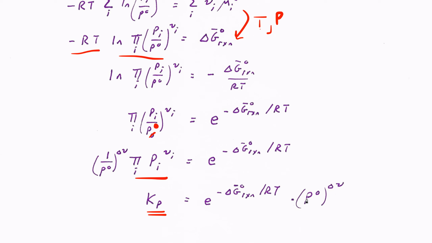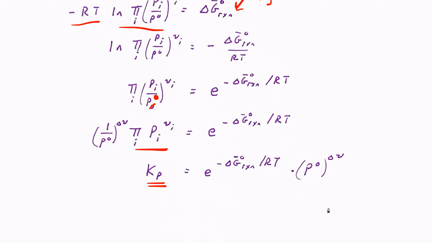This is the same result we originally had for the H2 plus Br2 reaction. In that case, delta nu was 0, so we didn't have this last term. The purpose of this final term is, again, essentially as a unit correction. The e to the minus delta G over RT term is unitless, like any exponential. A Kp, remember, is pressures of products over pressures of reactants. So if I have more products than reactants, that's going to have units of pressure raised to some power. If I have fewer products than reactants, it's going to be pressure raised to some negative power.